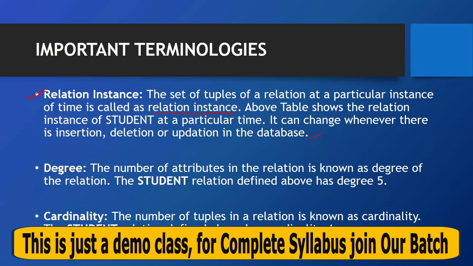Basically, a relation is a table, right? So a table instance is how a particular table looks at a particular time frame. It is changeable. The table will change its data in a few minutes, or in a few days, or even every few seconds. At a particular time it looks like this, and in a few minutes the data can change and look something different. So the data in a table at a particular time frame is known as a relation instance.